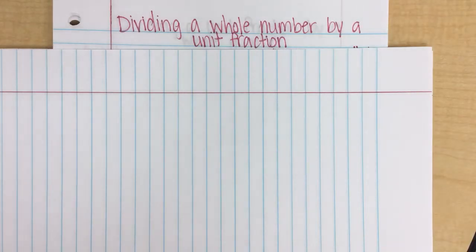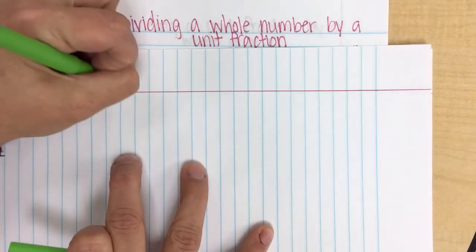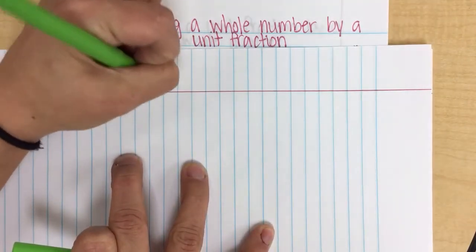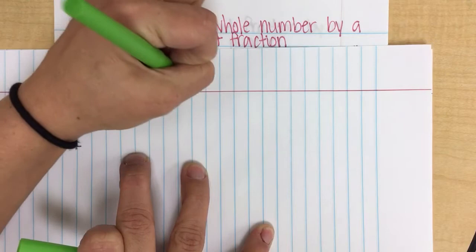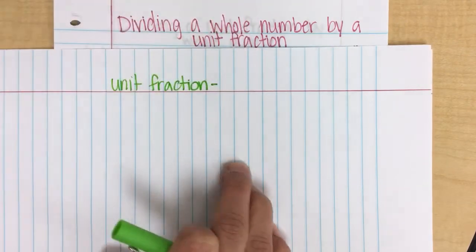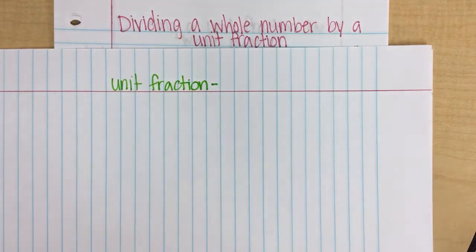In this video, we're going to be talking about dividing whole numbers by unit fractions and dividing unit fractions by whole numbers. Now, in class, we discussed the definition of a unit fraction and what a unit fraction is. A unit fraction is any fraction that has a 1 in its numerator and is part of a whole unit.